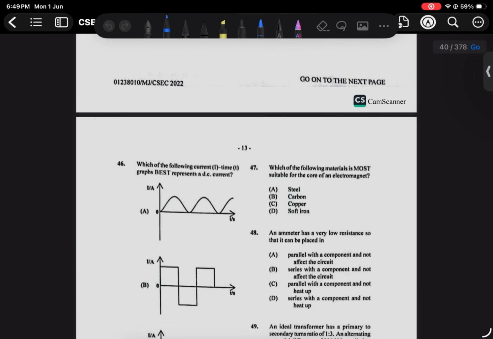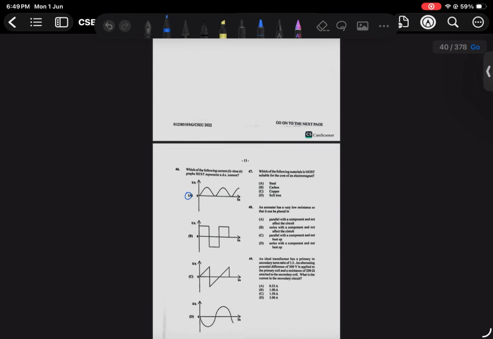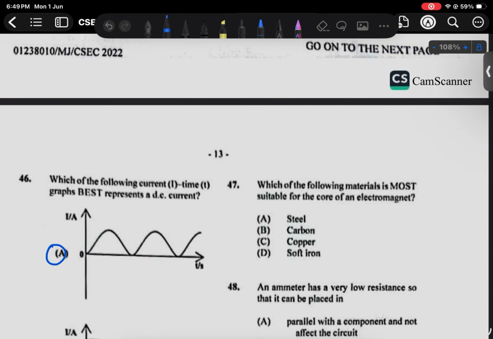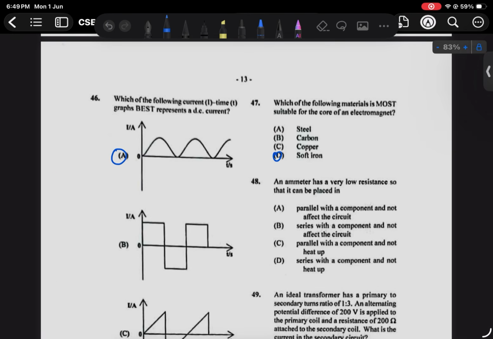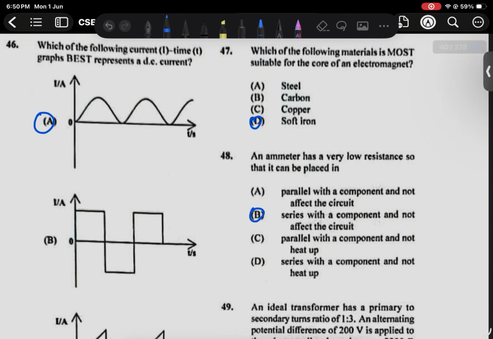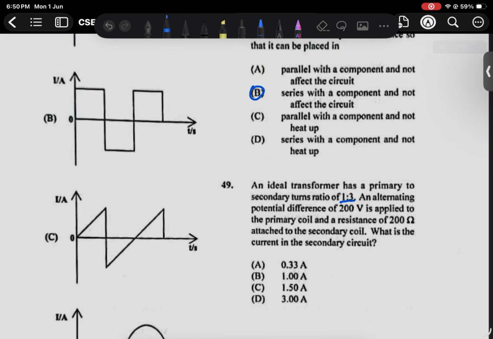Which of the following current-time graphs best represents DC current? It stays in one direction, so it's A. Which of the following materials is most suitable for the coil of an electromagnet? That would be soft iron. It's used in transformers. An ammeter has a very low resistance so that it can be connected in series and not affect the circuit. An ideal transformer has a primary to secondary turns ratio of 1 to 3. That means a step-up transformer.